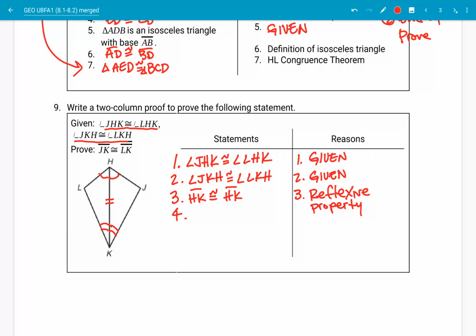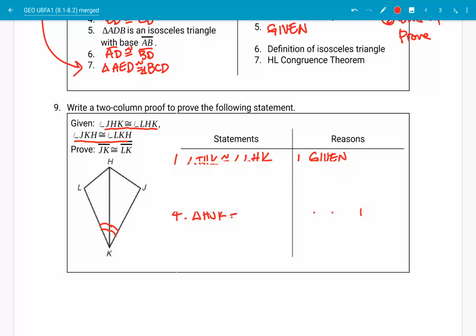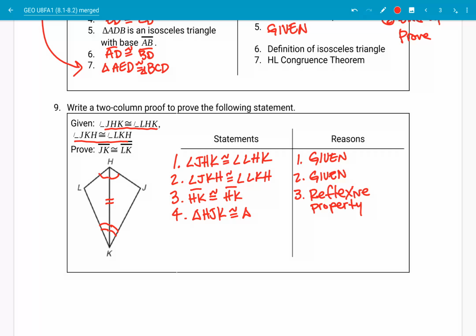So now, looking at these two triangles, I see an angle, a side, and an angle, angle, side, angle. So I can say that triangle HJK is congruent to triangle HLK, and the reason for that would be angle, side, angle congruence theorem.